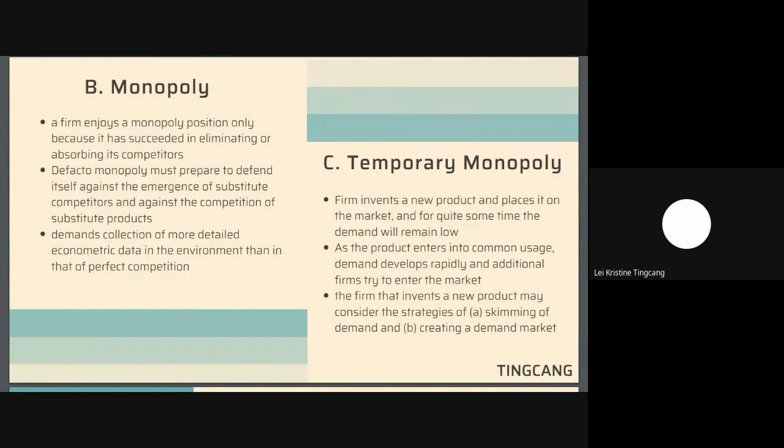The firm that invents a new product must determine a strategy to maximize effective income, and they may consider two extreme cases. One is skimming of demand, in which the producer sets a high introductory price to attract buyers with a strong desire for the product and the resources to buy it, and then gradually reduces the price to attract the next and subsequent layers of the market. The other is creating a demand market, which is a process by which marketers get people excited about a new brand or product to generate demand. Next slide, please.